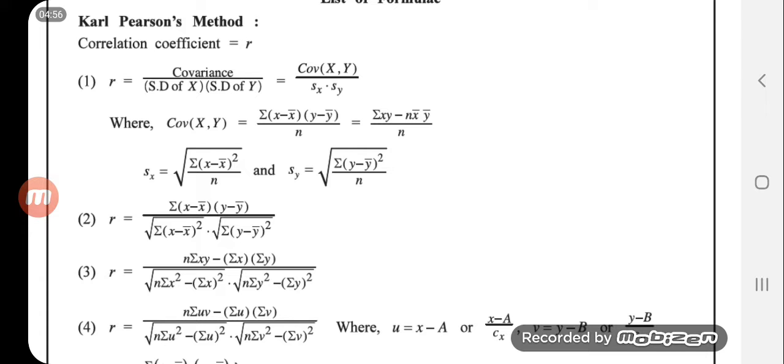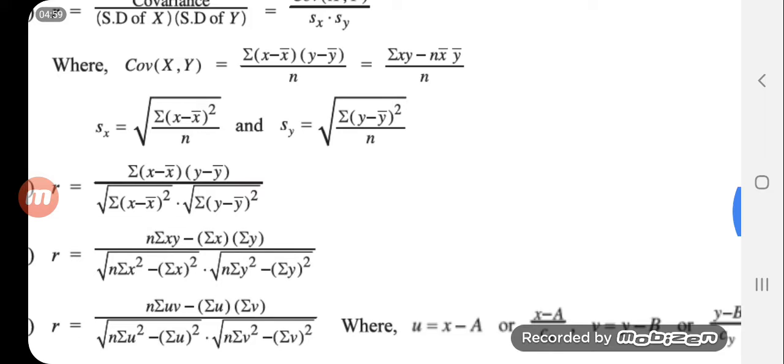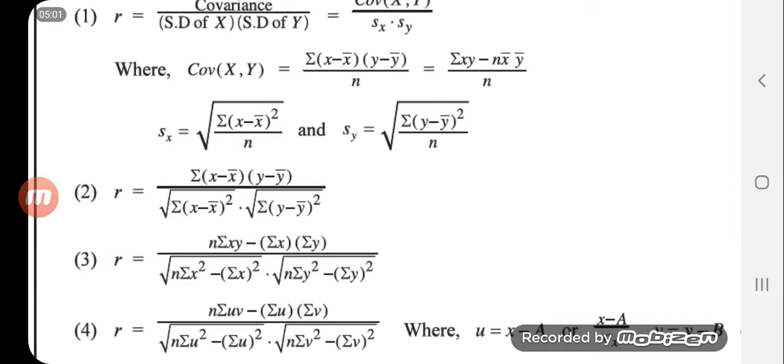This will be our formula for the long questions. This formula will be used when x mean and y mean are integers. There is no decimal number.